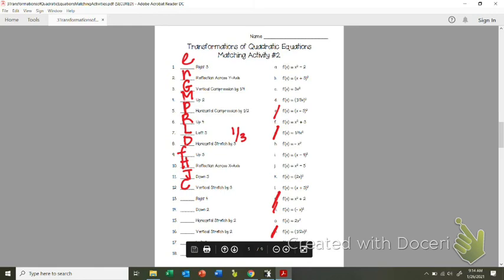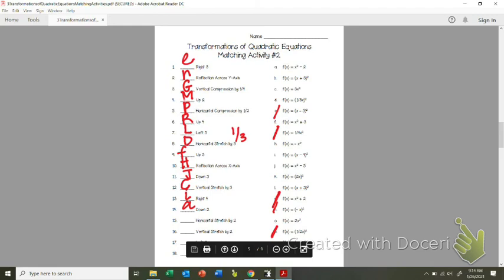All right, number 13, Callie. I. Yes, everybody agree? I. All right, number 14, Ian. A. Everybody agree, A? All right, number 15, a horizontal stretch by 2. Kyler. B. A horizontal stretch by 2.